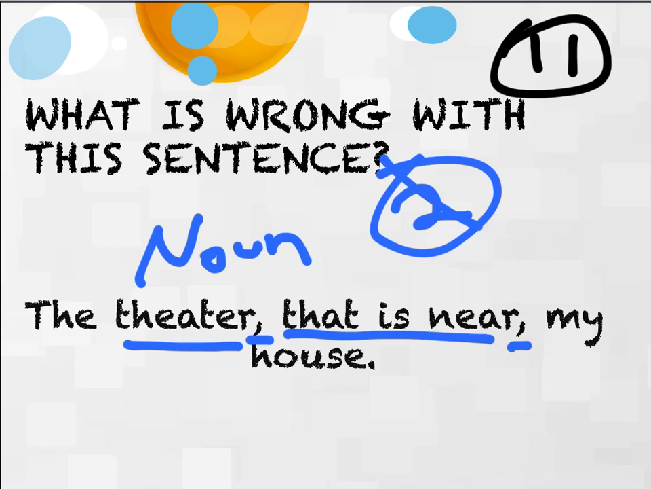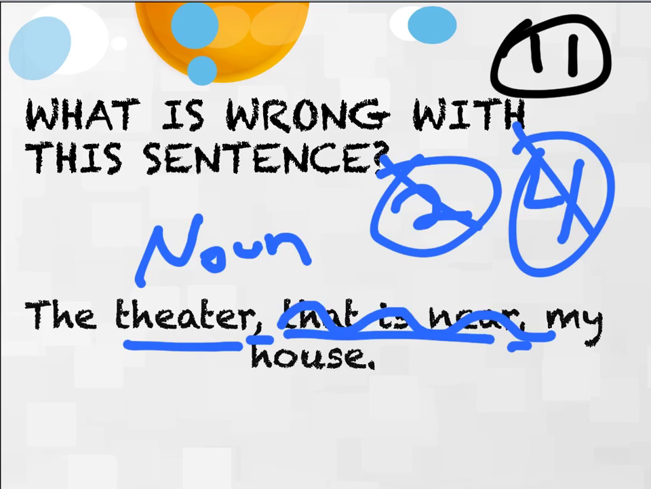The theater that is near my house. I can't even read it without making it sound awkward, but let's do that fourth test, right? I'll cross this out. The theater, my house. Okay, that sentence makes absolutely no sense. So it breaks rule number 2 and it breaks rule number 4 as well. We can't take the appositive out and still have the sentence make sense.